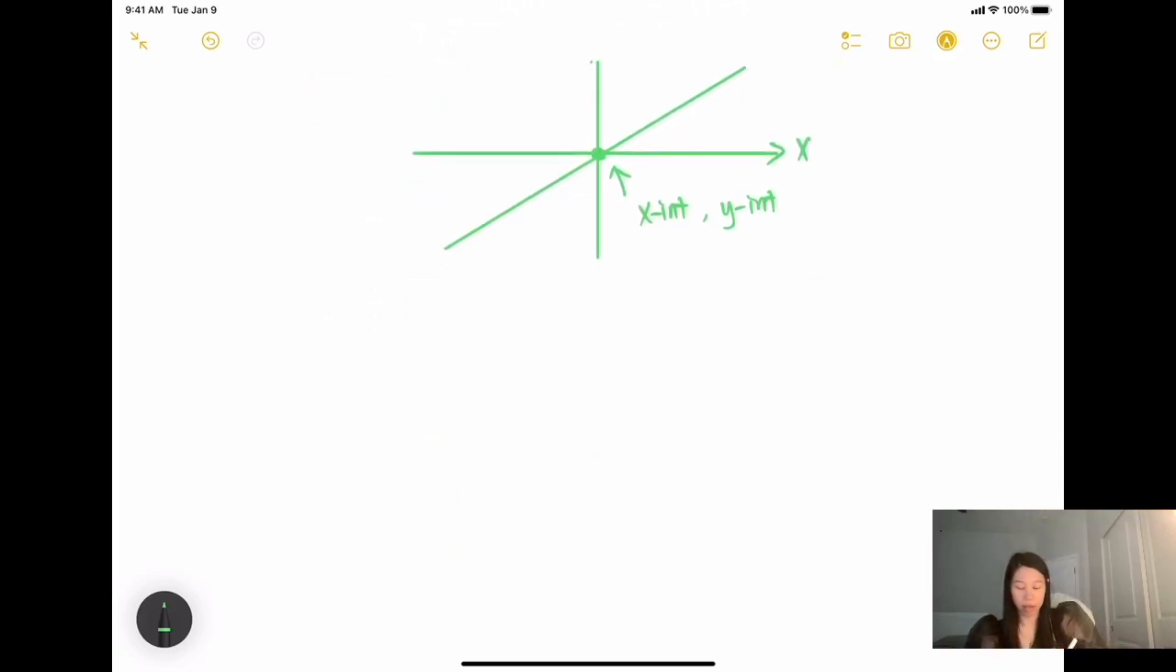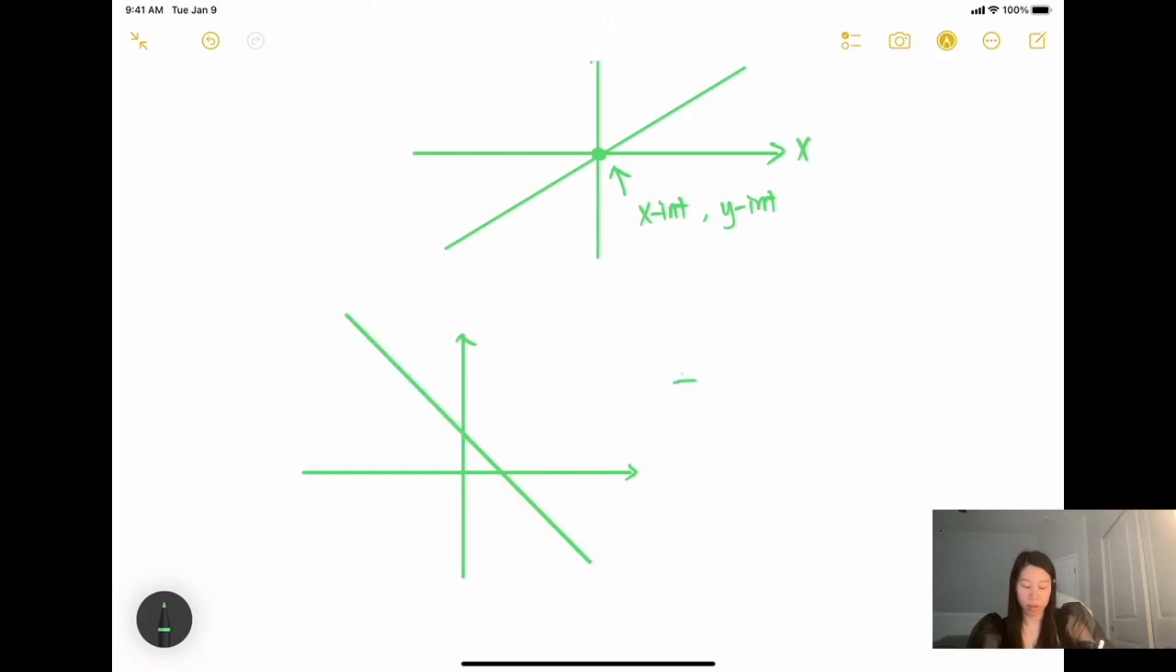If the graph looks like this, we call it decreasing. Remember, from left to right, it decreases. So in this case, the slope is less than 0, which means it's negative.